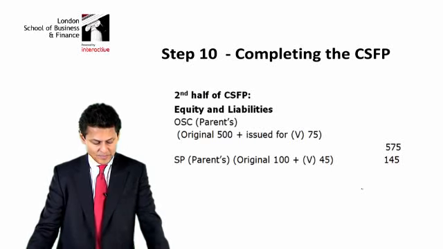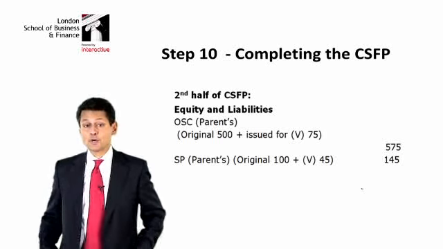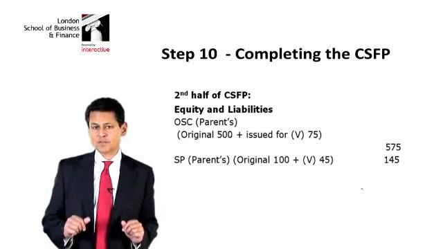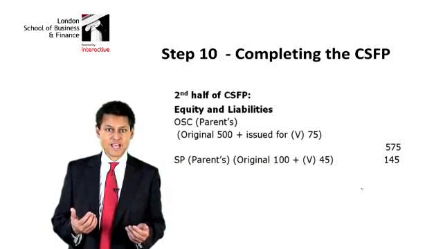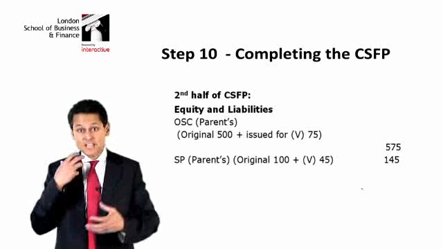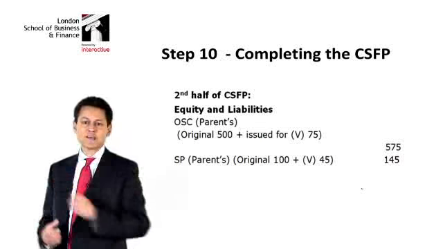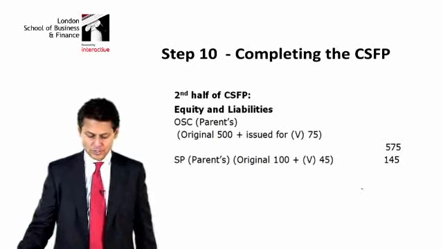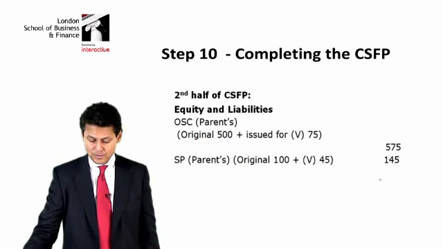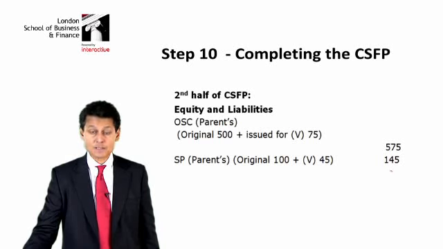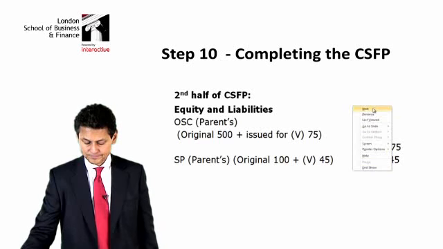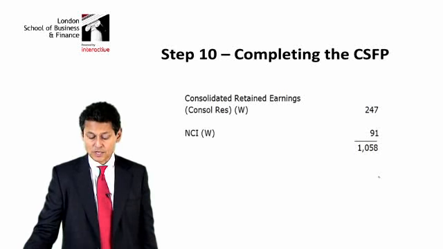Second half of the CSFP, what can I say? You bring in the parent's own only. Don't bring in the subsidiaries or the associate, just the parent's. And of course, because the parent has issued some shares to acquire the associate, and those shares haven't yet been recorded, you must bring them in now. Absolutely straightforward, as indeed with the SP, the share premium. So the 100 plus 45 is the share premium total. Meanwhile, of course, the share capital total is 575. And then finally, the consolidated retained earnings is 247.